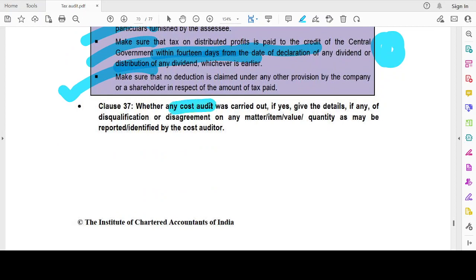Whether any cost audit was carried out. If yes, give the details. Give details of any qualification, disqualification, or disagreement on any matter, item, value or quantity as reported or identified by the cost auditor. Has the cost auditor identified any disqualification? If yes, give the details of disqualification. Great. Now, let's move on.